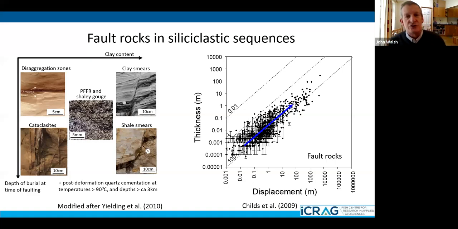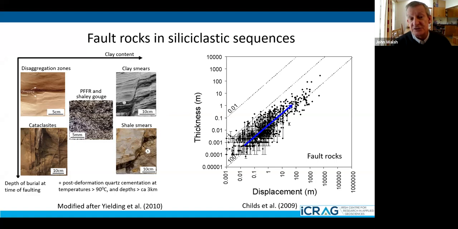And that's important because if we have a fault with increasing displacement, we expect to get fault rock within it, because that's what happens. The host rock is broken up either side of the fault. And here's a plot which shows thickness against displacement. And this is for fault rock.